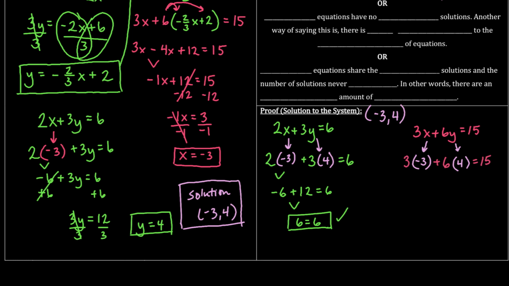Now, we have 3 times negative 3. A positive times a negative is a negative. A positive times a positive is a positive, 24. And that should equal 15. And negative 9 plus 24, 24 minus 9 is in fact 15. All right, cool, not too bad. Let's look at the special cases, see what would happen there.